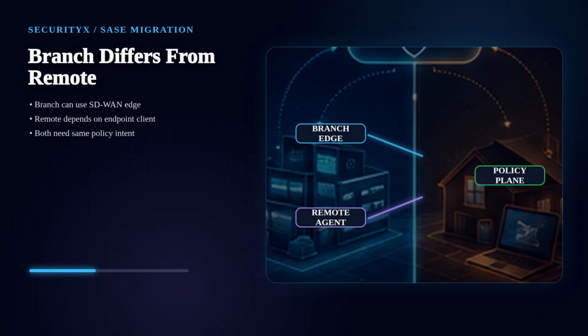A branch office and a remote worker do not migrate the same way. Branches often use SD-WAN appliances or tunnelless edge connectivity. Remote workers usually rely on an endpoint client or browser-based access. The goal is consistent policy intent, not identical plumbing.